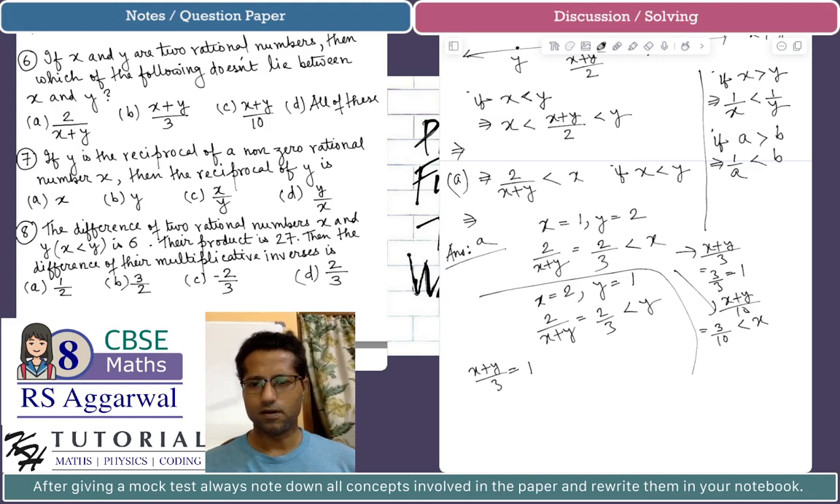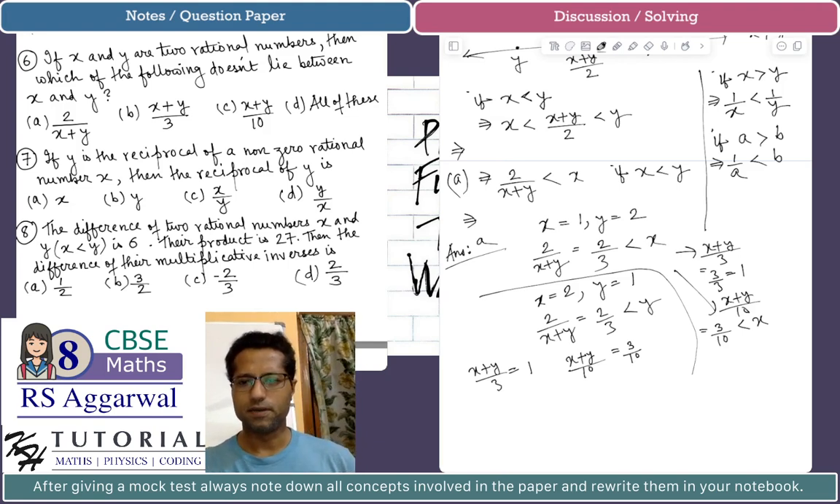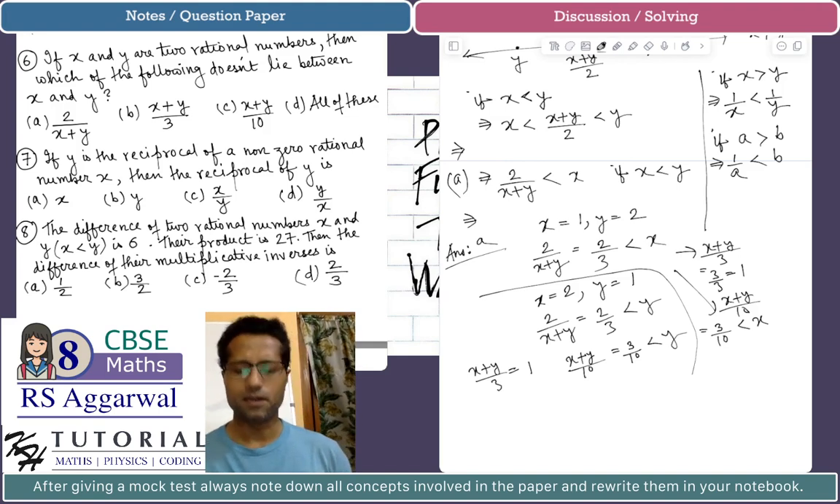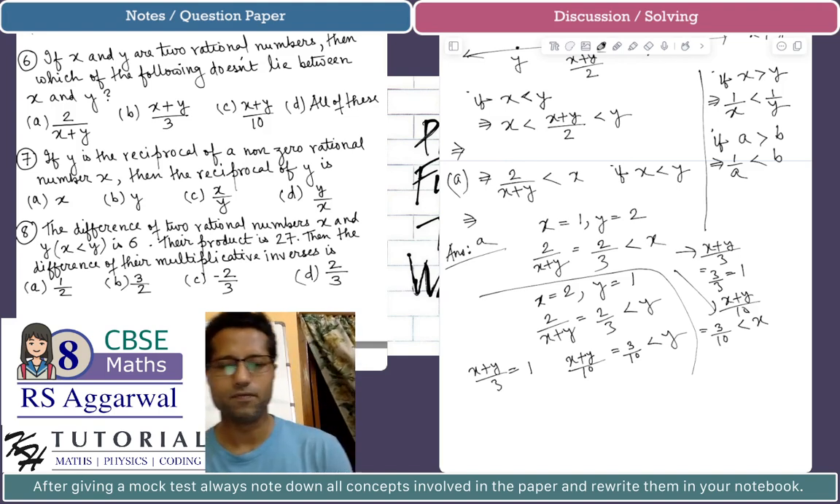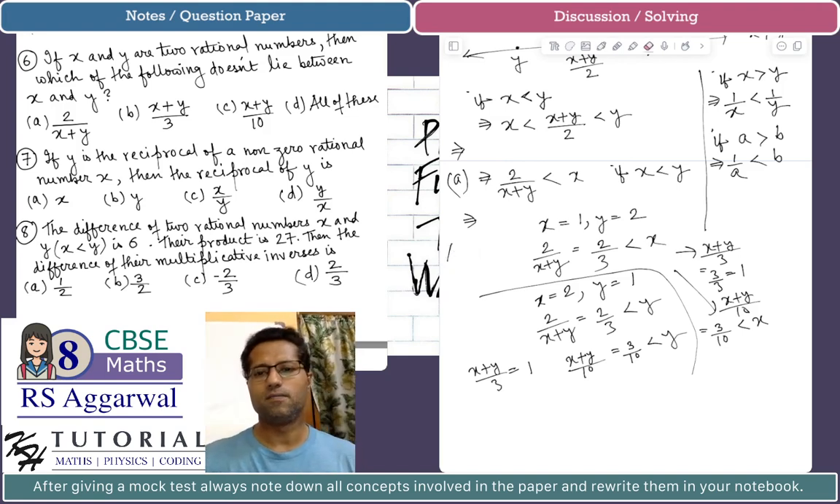And what if we choose x equals 2 and y equals 1? Definitely x plus y by 10 will again be equal to 3 by 10, and this is also less than y. So in any case, x plus y by 10 also does not lie between x and y. So the correct choice is not A, but the correct choice is D.